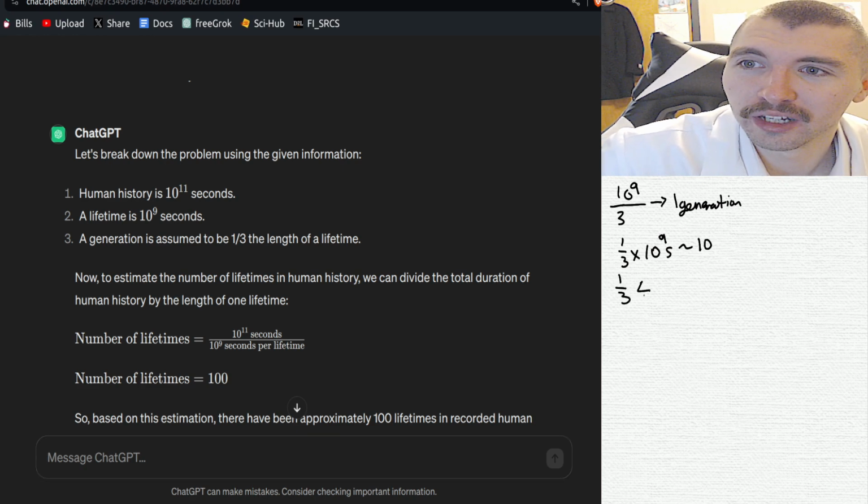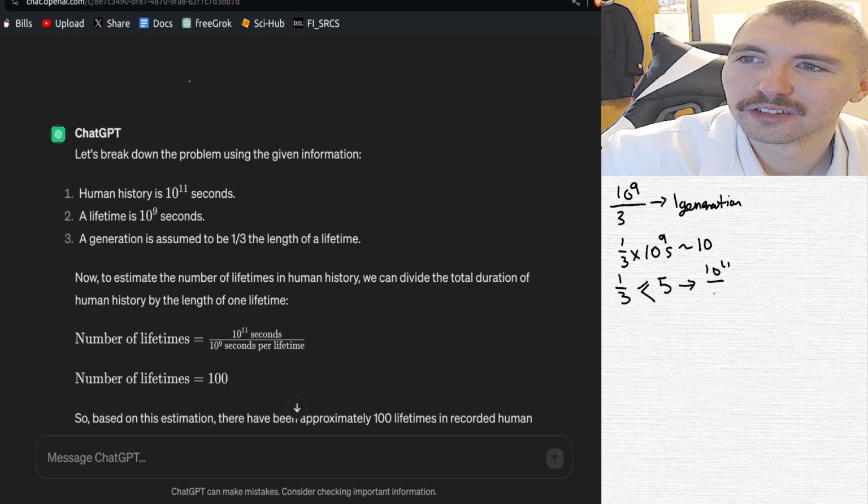This is way less than 5. Therefore, it's 10 to the 11 over 10 to the 9, which equals 10 to the 2, 100 generations.